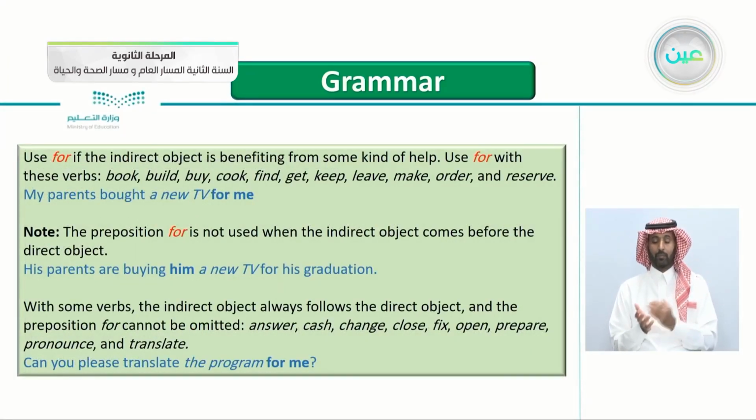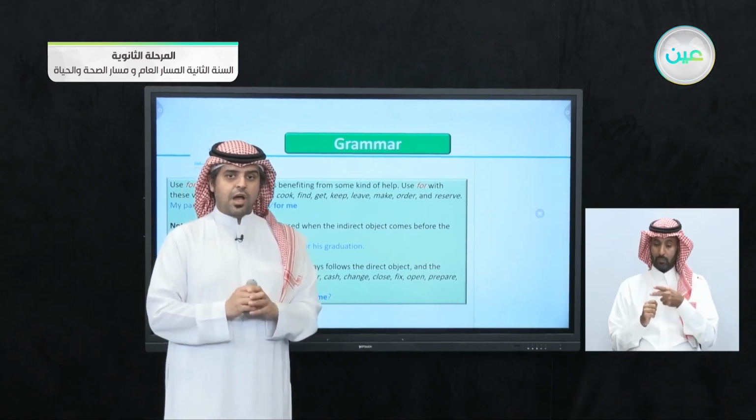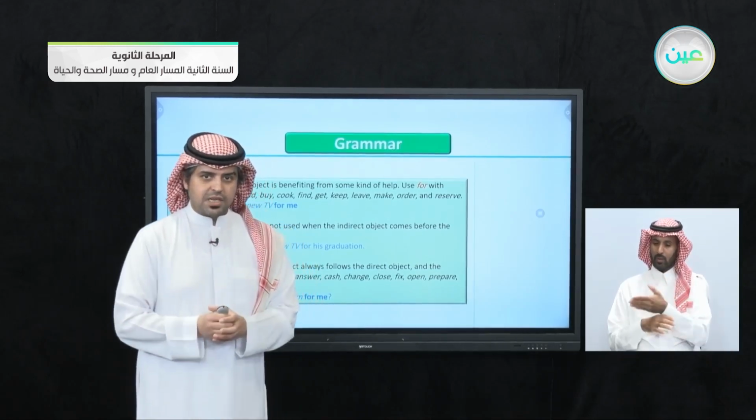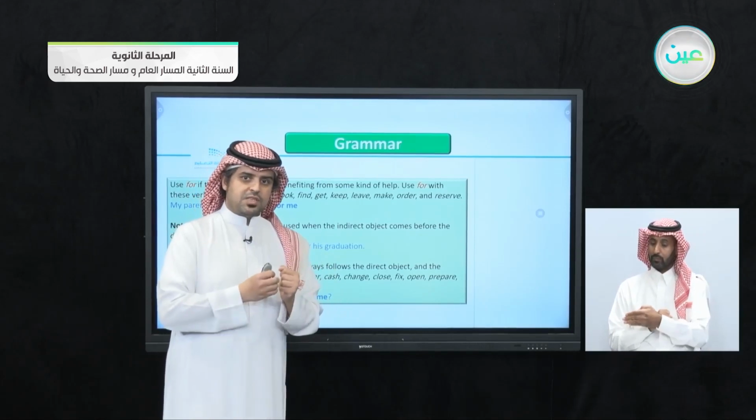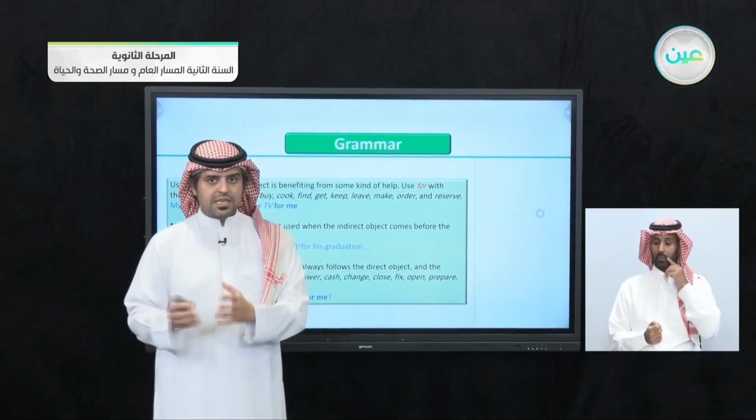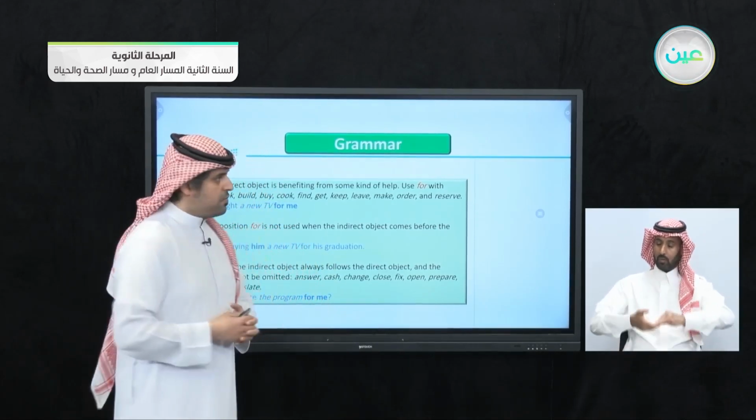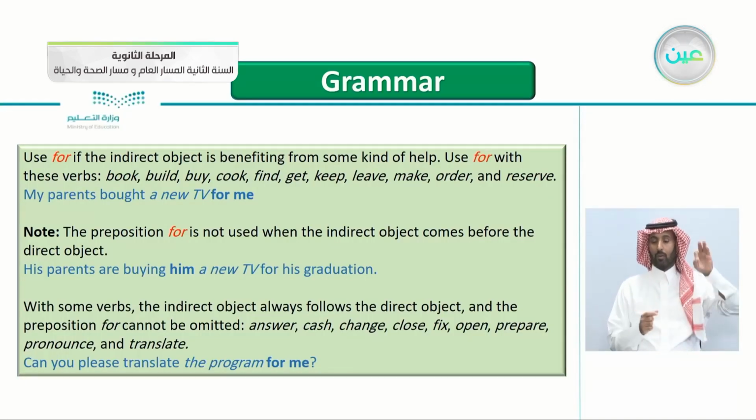Regarding the for here, we use for if the indirect object is benefiting from some kind of help. Notice here that it's all related to the indirect object. When he's receiving something, we say to. When he's benefiting, he gets some help from someone, we use for.